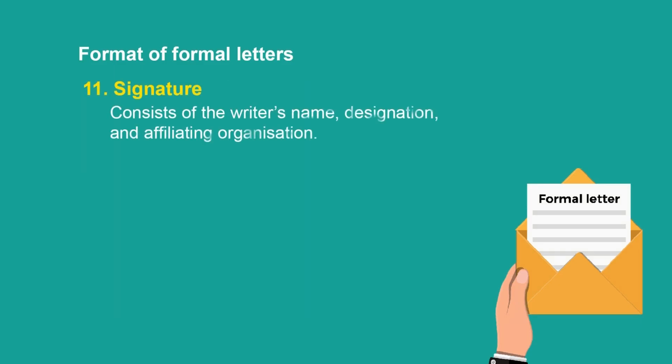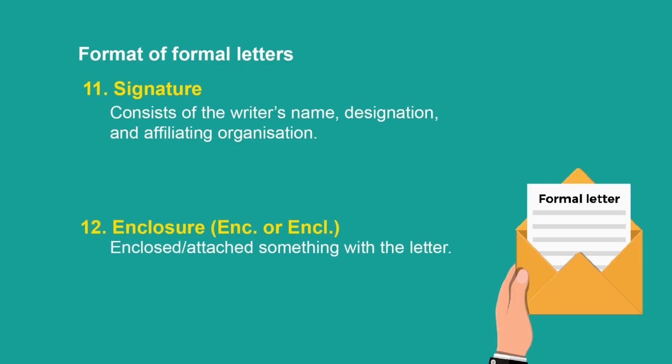The next component is signature. Closing greeting is followed by the writer's signature. This is followed by writer's name and title. This part consists of the writer's name, designation and affiliating organization. The last component is called enclosure, written as ENC dot or ENCL dot. It shows that you have enclosed or attached something with the letter.